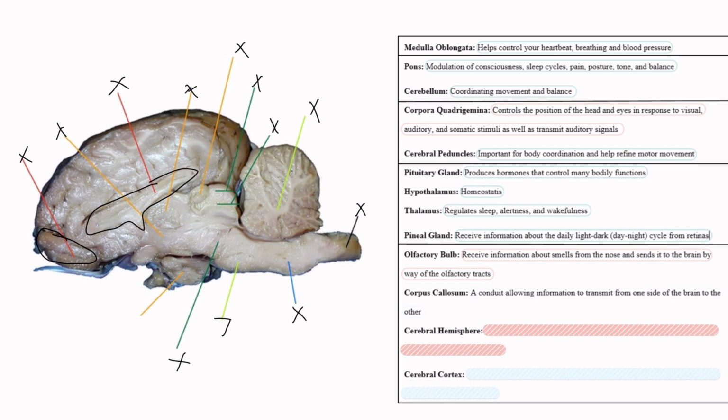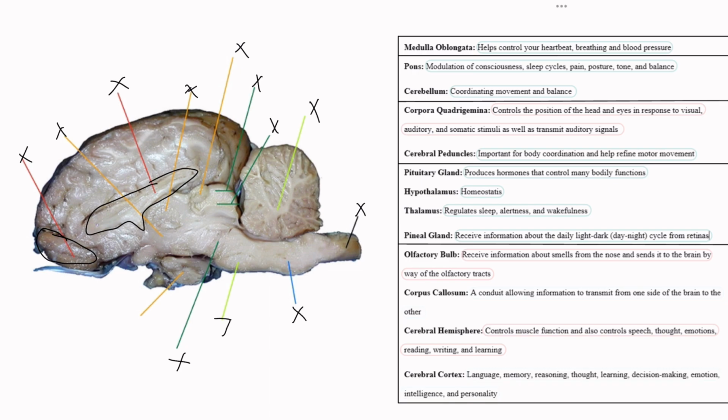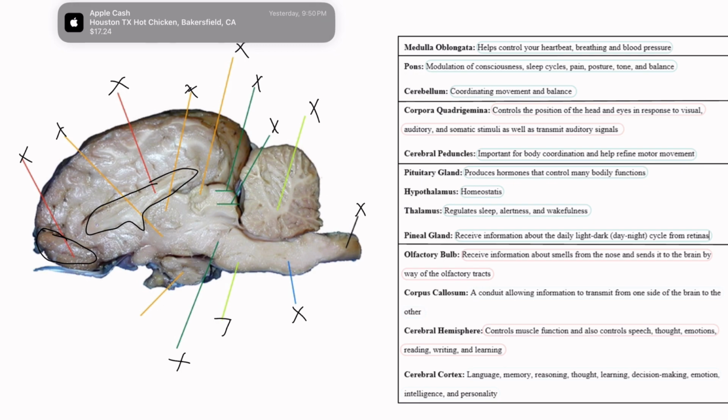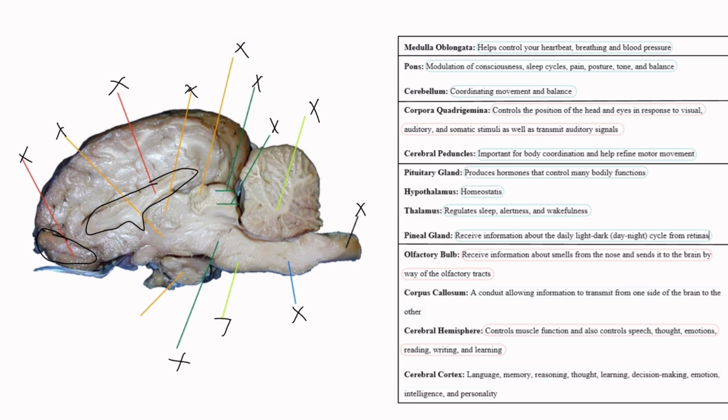Okay, now the functions of the cerebral hemisphere is that it controls muscle functions and also controls speech, thought, emotions, reading, writing, and learning. For the cerebral cortex, the functions are language, memory, reasoning, thought, learning, decision-making, emotion, intelligence, and personality. And that should be it with the functions of the brain.